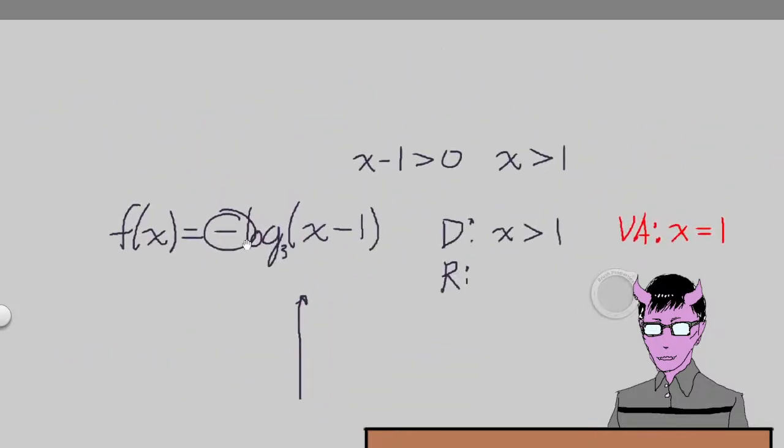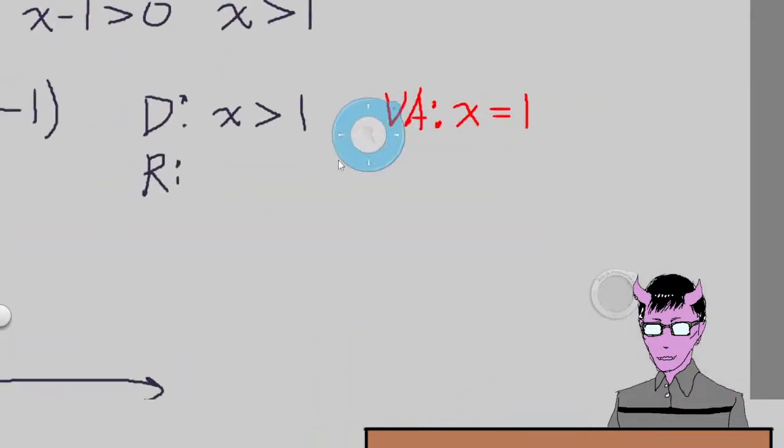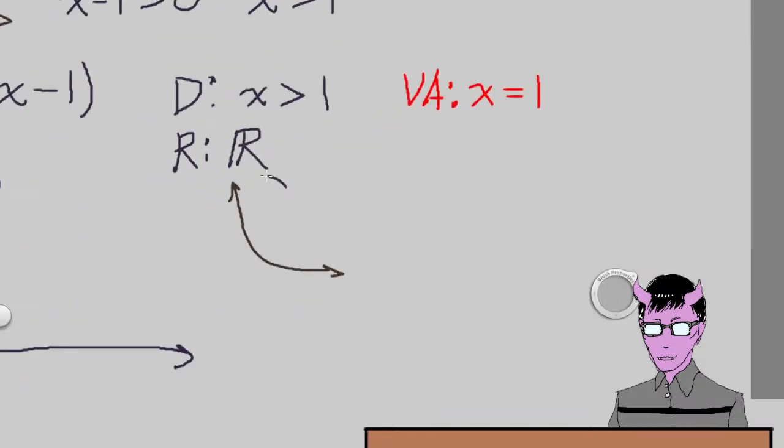Again, we have this negative out there. And that means that we don't have the standard parent function movement anymore. It's going to be negative, so reflect across the horizontal, so downwards. But, you know, we can keep this boring. We can just say the range is all real numbers. But now we need to talk about the end behaviors.